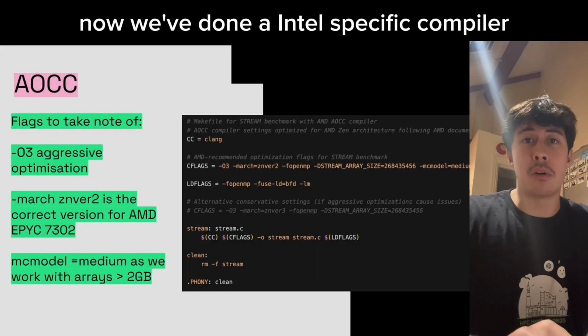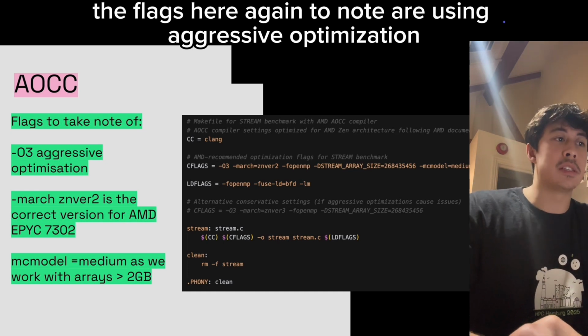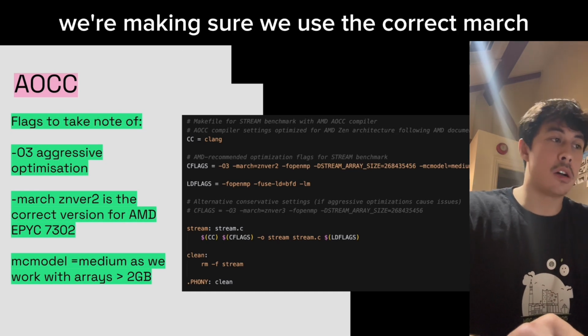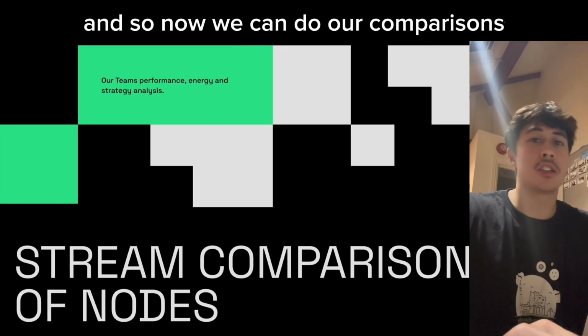Now we've done an Intel-specific compiler, let's try an AMD-specific compiler. And this is a very simple script. The flags here, again, to note, are we're using aggressive optimization, the most aggressive standard optimization. We're making sure we're using the correct march, and we want to use the mcmodel medium again, as we're expecting array sizes bigger than 2 gigabytes. And so now we can do our comparisons.